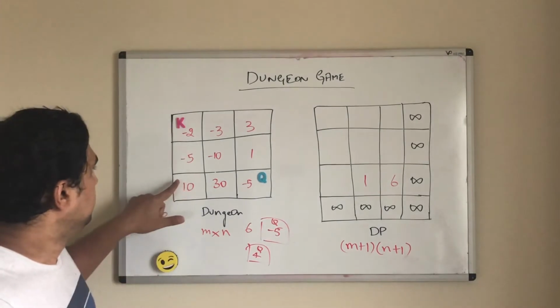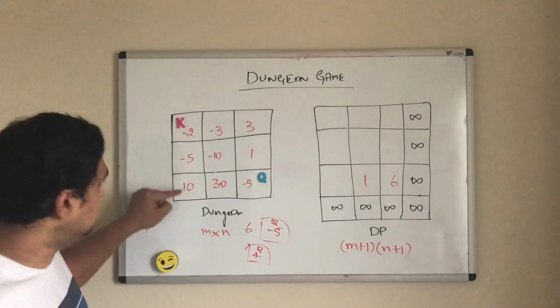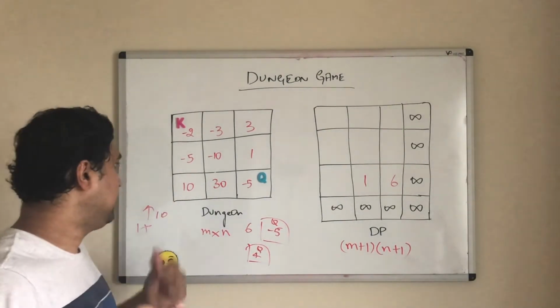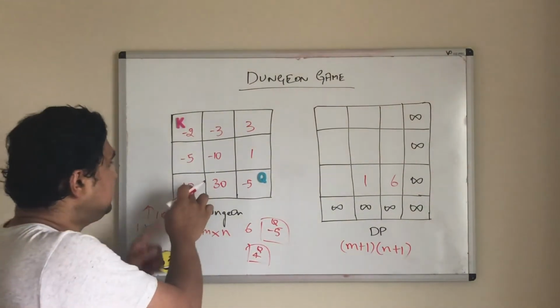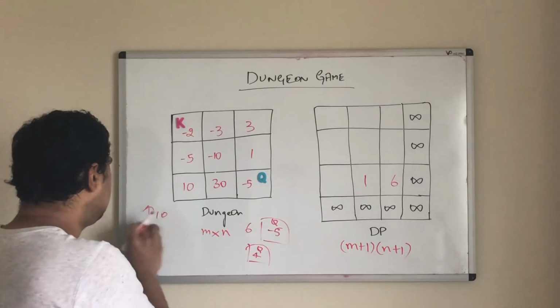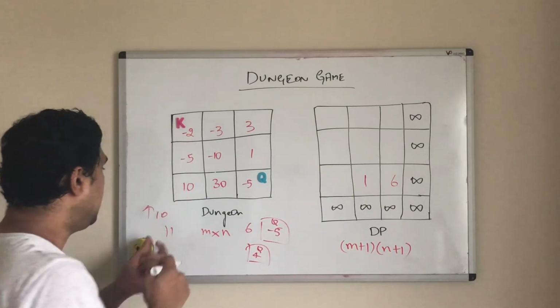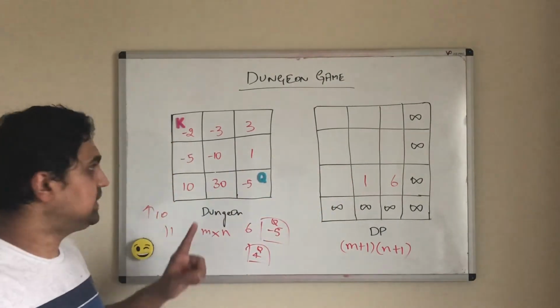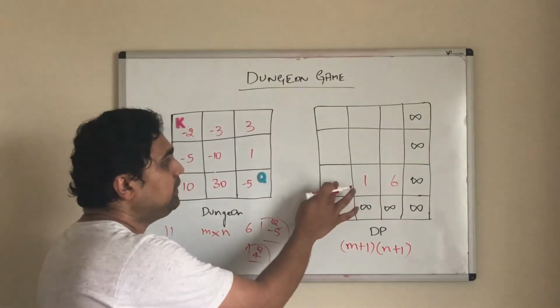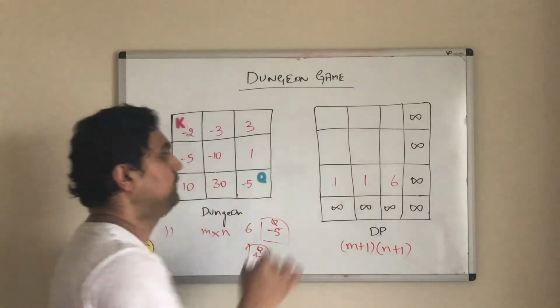Now the minimum health the knight requires in order to enter this cell is just 1 again. So if the health of the knight is 1, he will enter the cell, his health will be increased by 10 to 11, and this 11 is much greater than the required minimum of 1. So he is able to save the queen. So the required minimum health in this cell is 1.